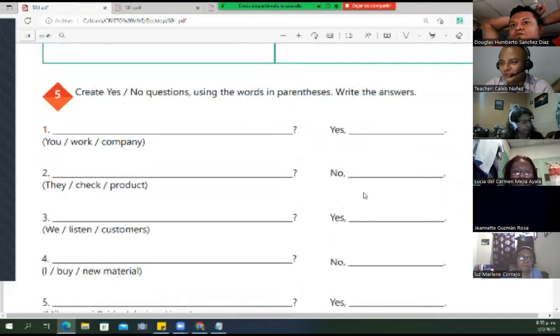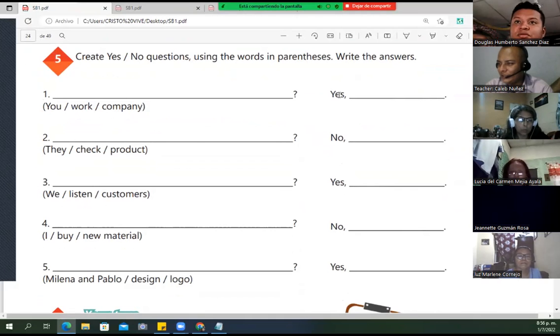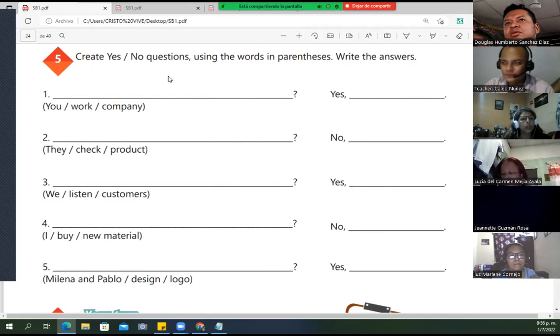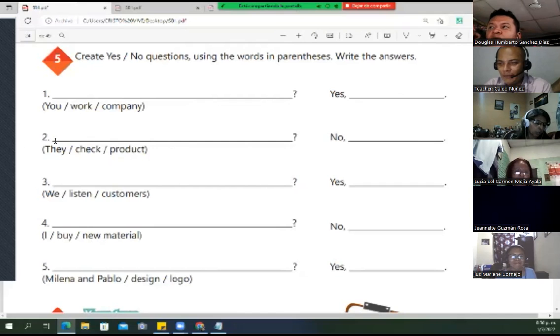So we create questions, yes, no questions, using the words in parentheses. Los voy a dejar para que creen sus preguntas usando el do, right? Y ustedes van a contestarlos. Acá ya les da un indicio de cómo vamos a hacer la primera, right? Tenemos aquí you, work, and company. ¿Cómo sería la pregunta? Do you work for a company? Puede ser for a company, puede ser in a company. ¿Y aquí la respuesta? Yes, I do.